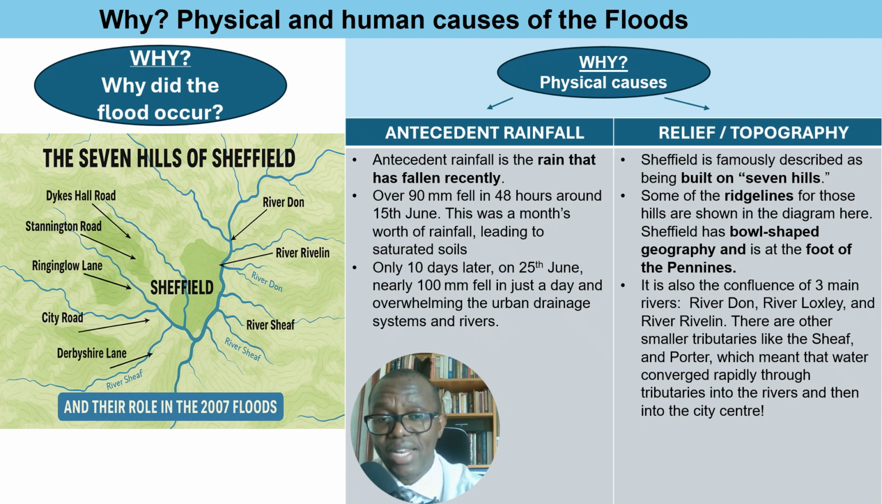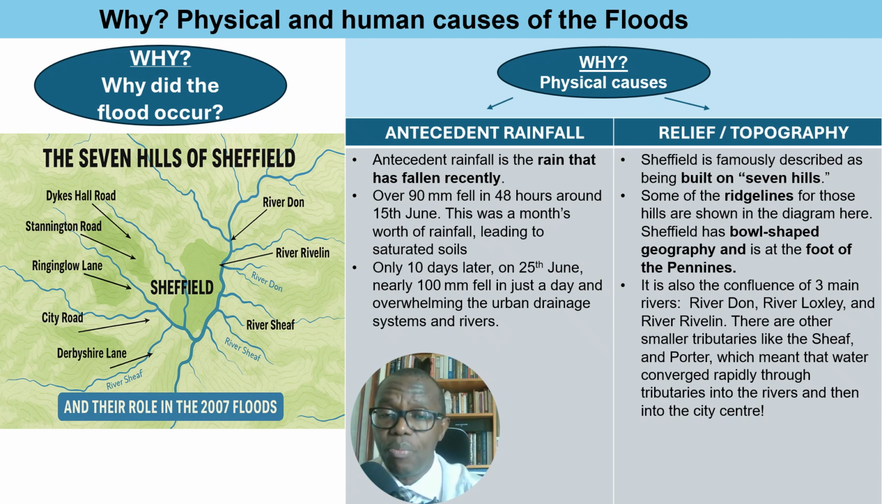And over 90 millimeters of rain fell in 48 hours around the 15th of June. This was a month's worth of rainfall, leading to very saturated soils. Now, that means that because there was so much rain, within only 2 days, you had a month's worth of rain. So that's a lot of water to fall in the area within a short period of time. And the soils would not allow that water to infiltrate quickly enough, obviously, because it's too much water.